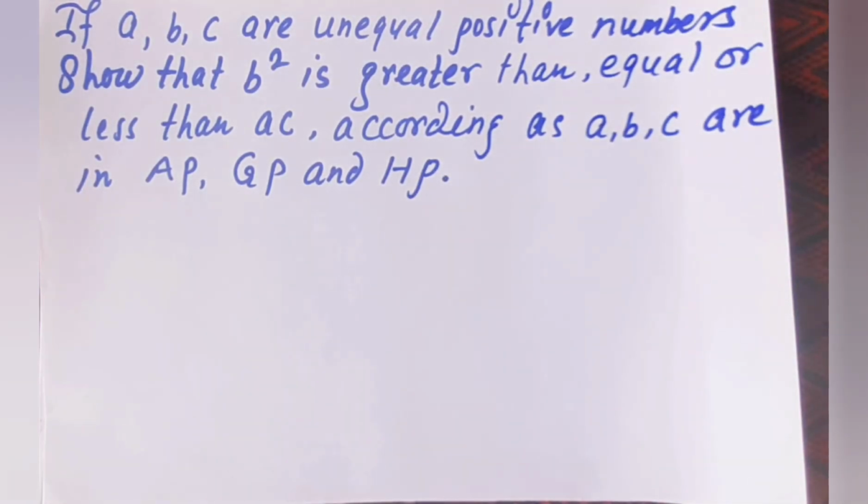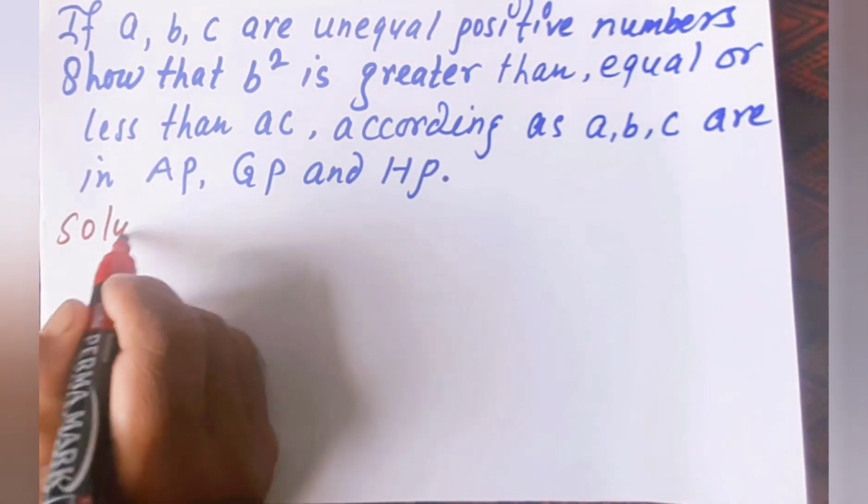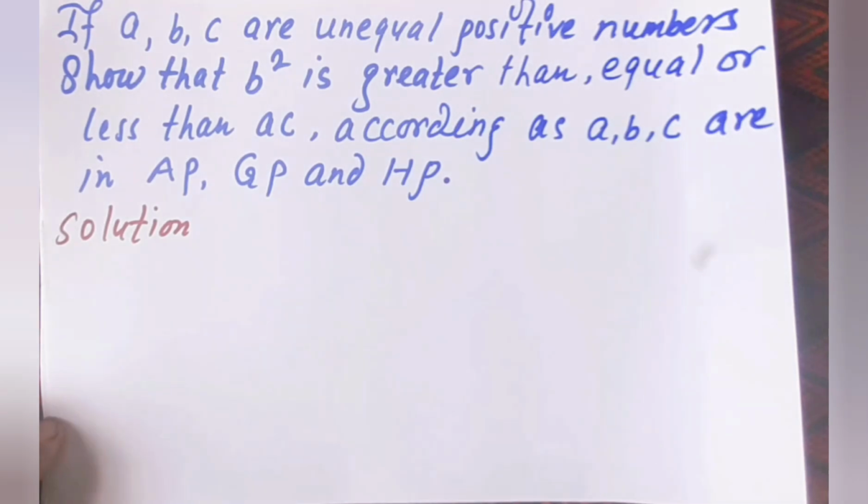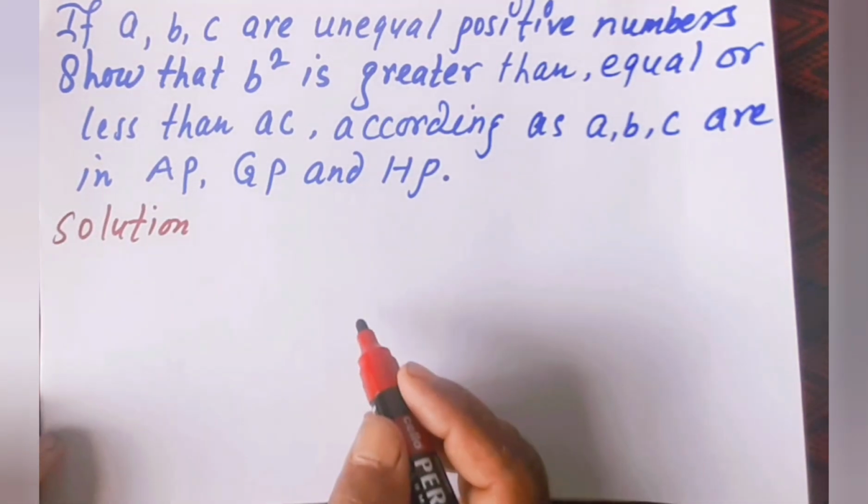So see this question once again. If A, B, C are unequal positive numbers, so that B square is greater than, equal to or less than AC according as A, B, C are in AP, GP and HP. See this solution first. Here we are given A, B, C are in AP, GP and HP.